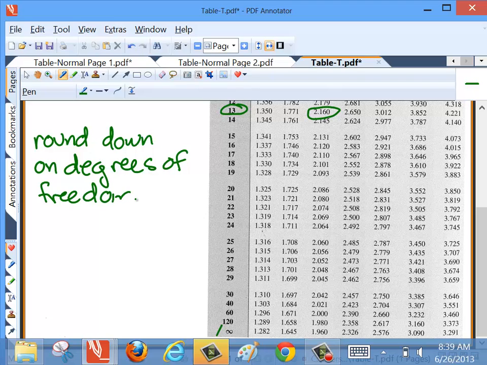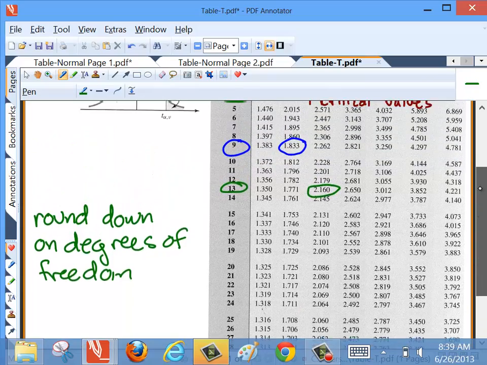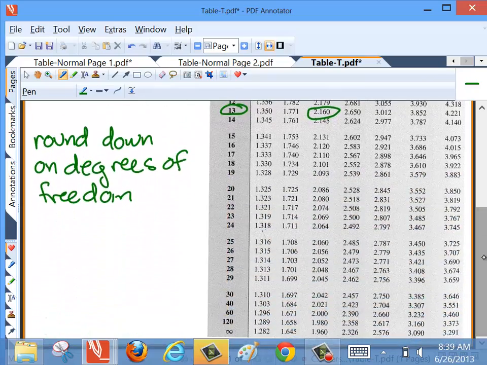For the t table, why do you think I round down instead of rounding up? What happens to your critical points as you go down on degrees of freedom? So let's look at my critical points. Let's focus on the column we're interested in. We want 0.10, so that's this left column. Starting at the bottom: 1.28, 1.29, 1.3, 1.31, 1.313, 1.318, 1.32.